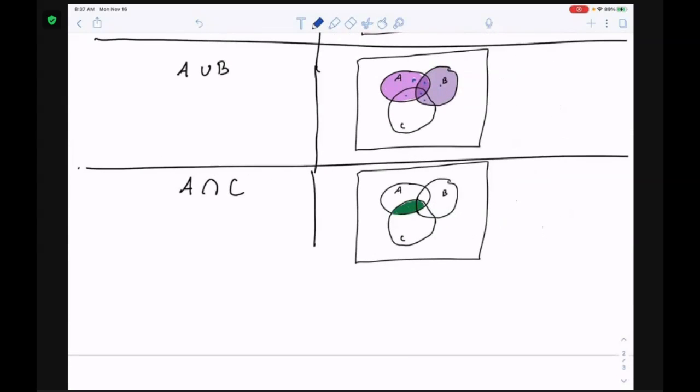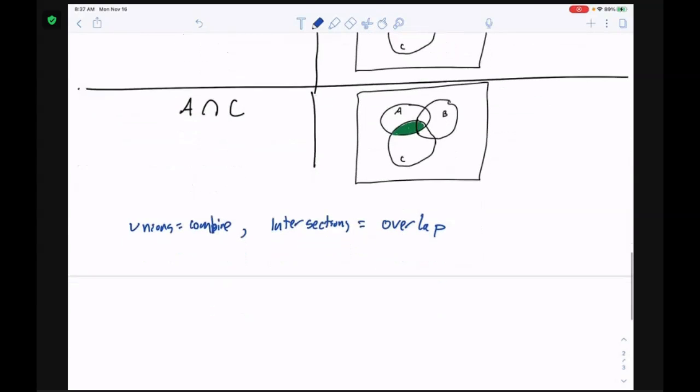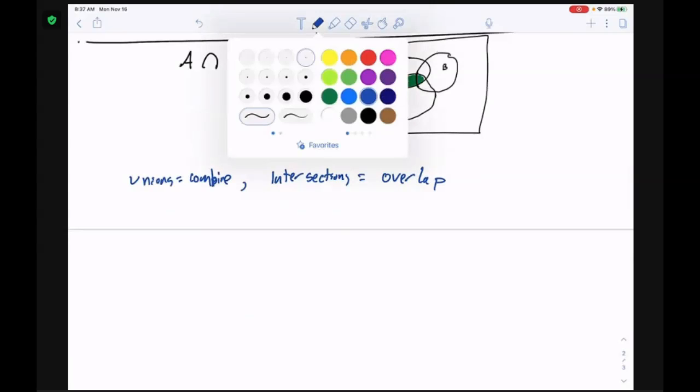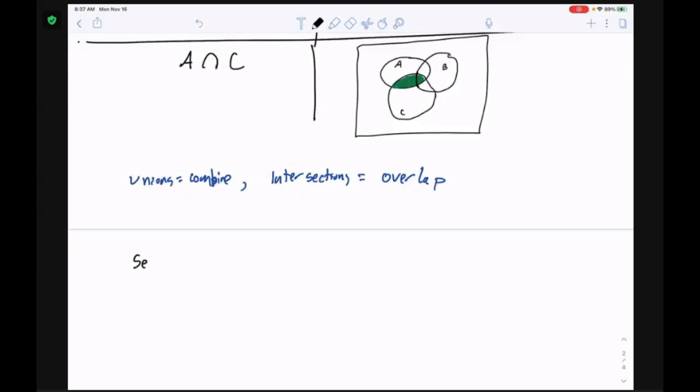So with unions, combine, when talking about the Venn diagrams. With intersections, you have to look at the overlap. Okay. Set relationship. I'm just going on to a new page, so I'm rewriting it. And the Venn diagram.